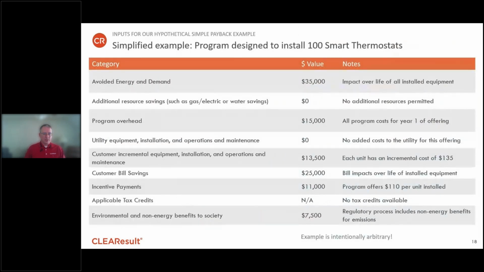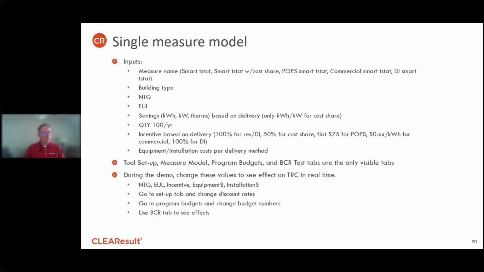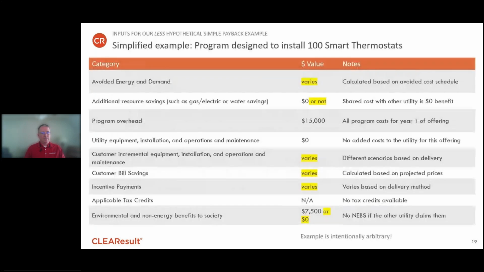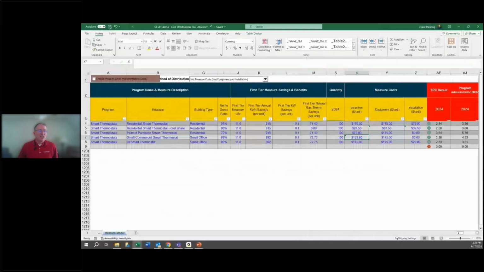So, modeling a measure. I've lost my Excel spreadsheet. Here we go, there it is. Okay, so like I said at the very beginning, I'm an engineer. I like to see things in Excel. We're going to talk about smart thermostats.